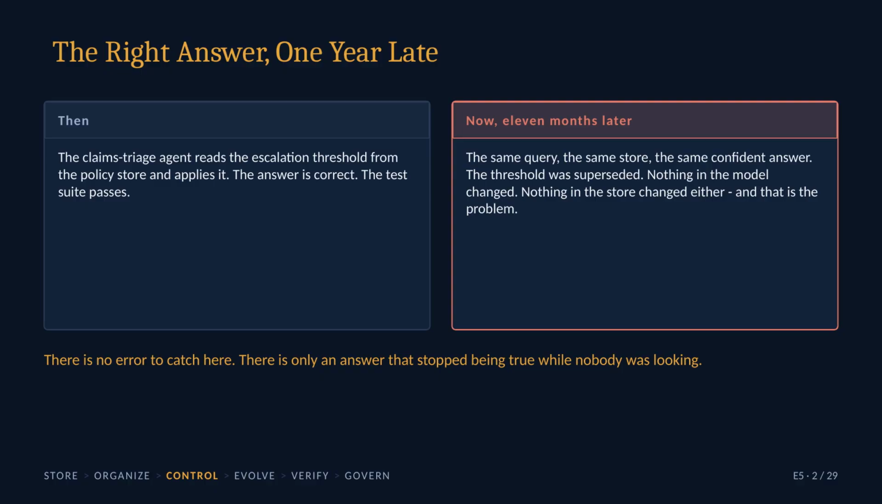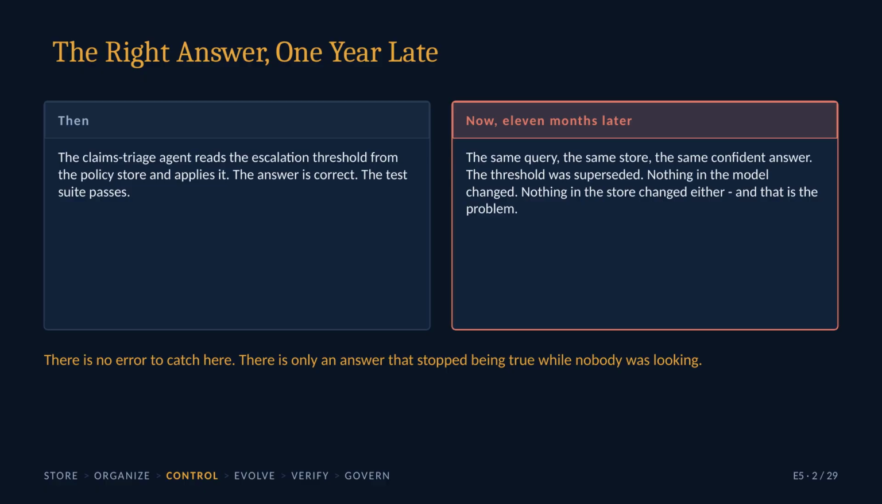Here is the failure, in the running agent. On the left, the claims triage agent reads an escalation threshold from the policy store and applies it. The answer is correct and the test suite passes. On the right, 11 months later, the same query against the same store, and the same confident answer. But the threshold was superseded. Nothing in the model changed. And here is the part that makes this hard: nothing in the store changed either. There is no error to catch. There is only an answer that stopped being true while nobody was looking at it.